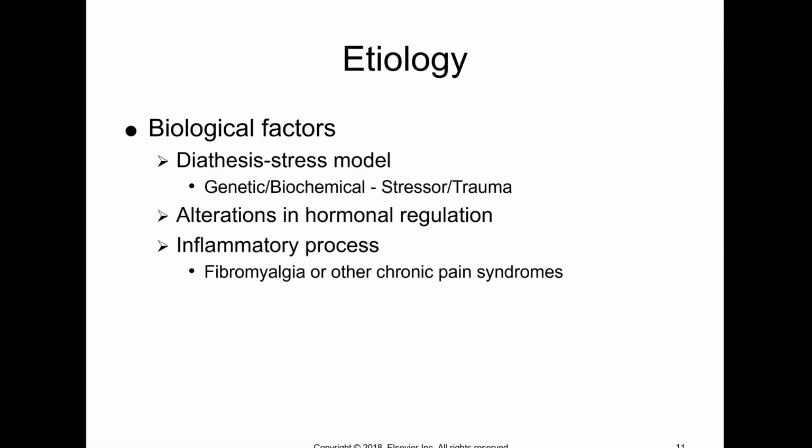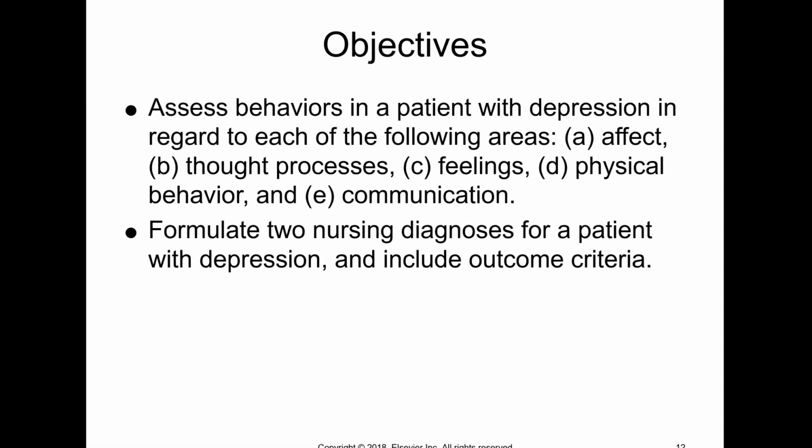And then finally, again, inflammatory process, fibromyalgia. It's questionable whether the fibromyalgia itself causes the depression or the depression causes it. And there are other chronic pain syndromes as well. At this point, it's important to know that those two do definitely go hand in hand when we're talking about etiology and epidemiology. So what are we going to do?